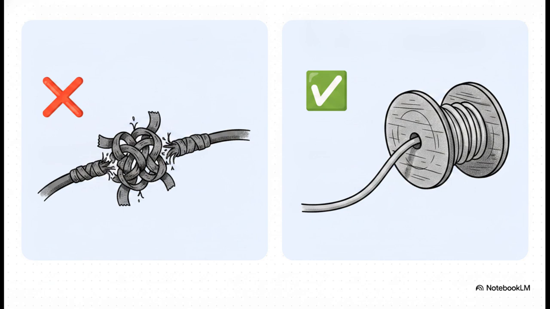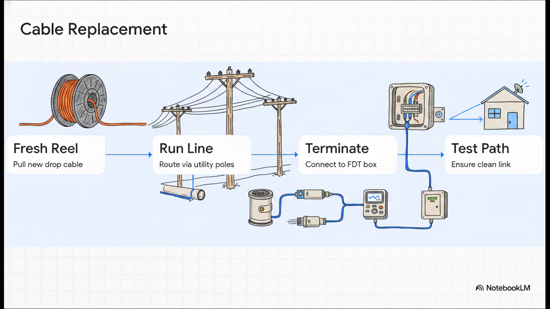Trying to tape it up or patch that broken cable right there in the middle of the street? That's simply the incorrect fix. It won't hold up to the weather, and it definitely won't provide a clean light path. The true professional standard, really the only acceptable solution, is a complete drop cable replacement. Here is exactly how you execute that professional replacement.